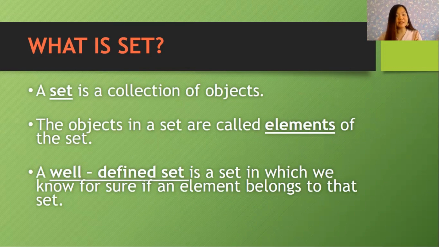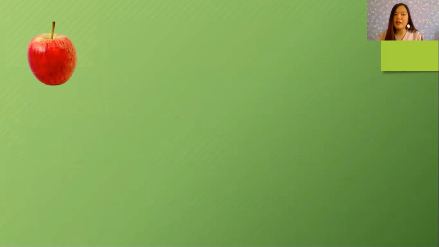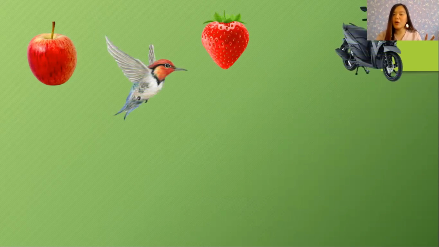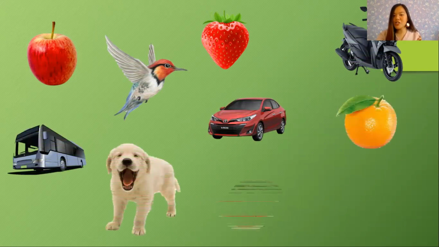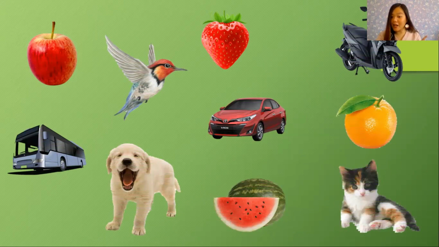A well-defined set is a set in which we know for sure if an element belongs to that set. So, I will give you an example. In here, I have an apple, strawberry, bird, motorcycle, car, bus, dog, orange, watermelon, and a cat. Lahat yan, nakikita mo sa screen ko, ay mga elements. But we have to identify the set wherein each element belongs.